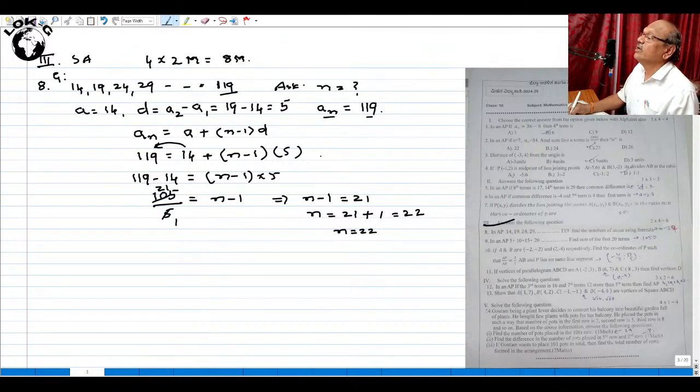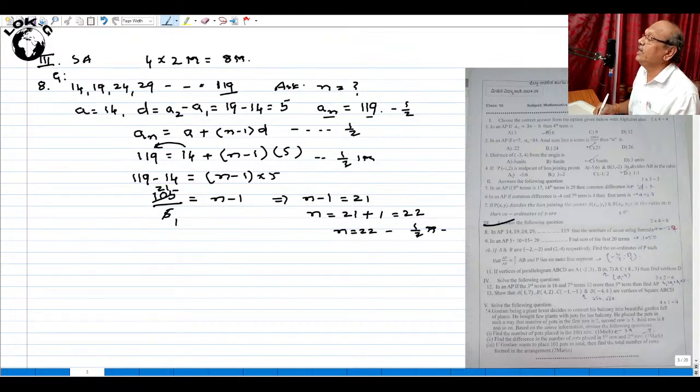See, for correct identification of all of them, you will get a half mark. For correct substitution, you will get a half mark. For the remaining simplification and finally writing the answer, you will get a half mark. Like this, marks will be generally distributed. It depends on the scheme of the evaluator. According to the scheme, evaluation will be done.